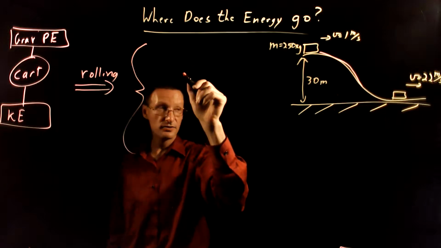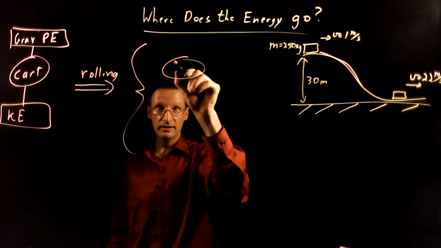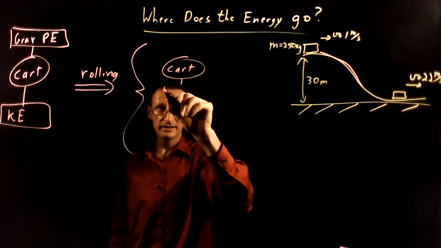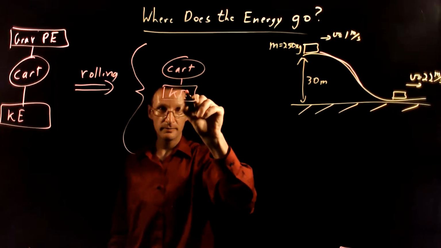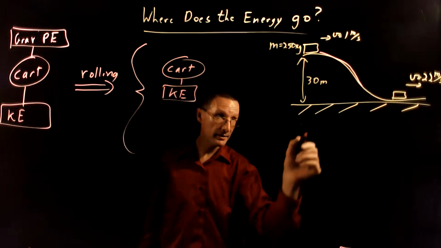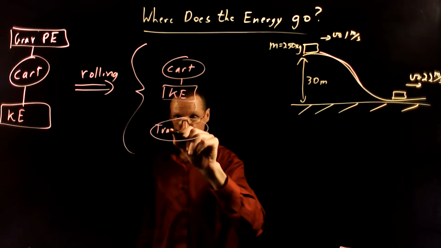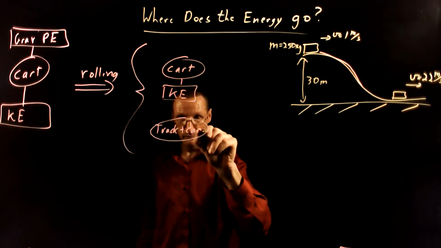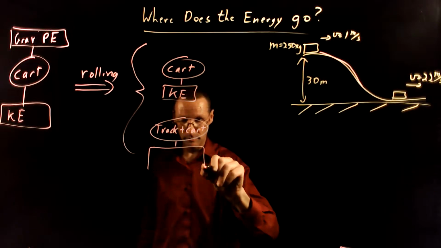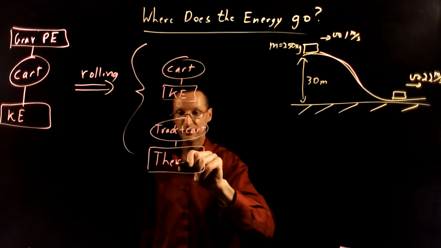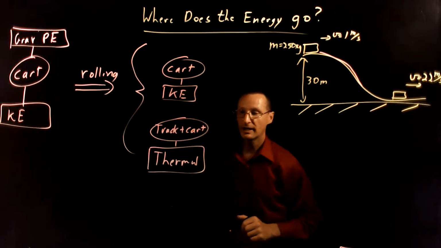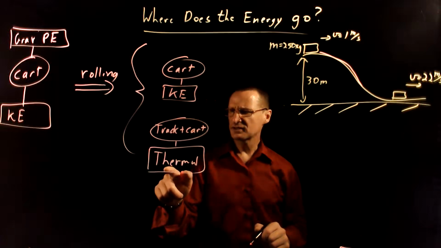So to draw that, we would say the cart has kinetic energy at the bottom, and then some of that energy is also converted into, well, the track plus the cart both gain some thermal energy because of friction. Okay, so then how do we actually compute this?